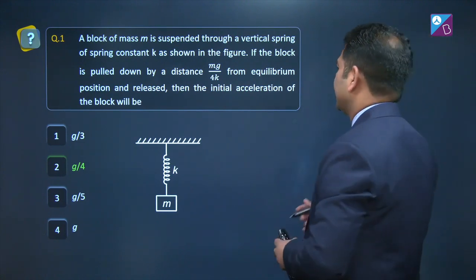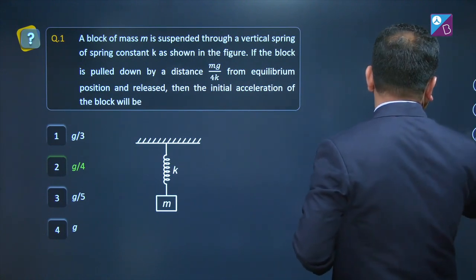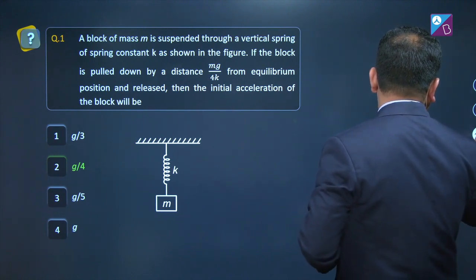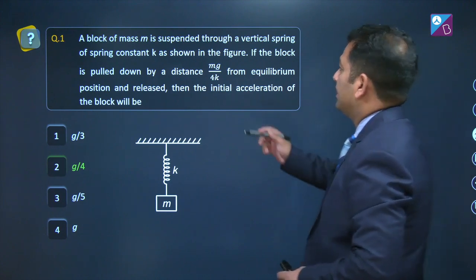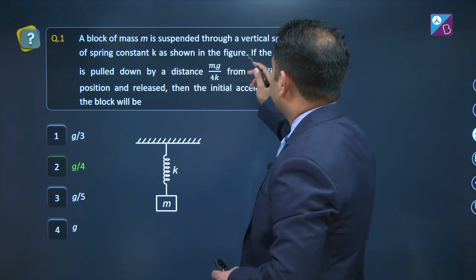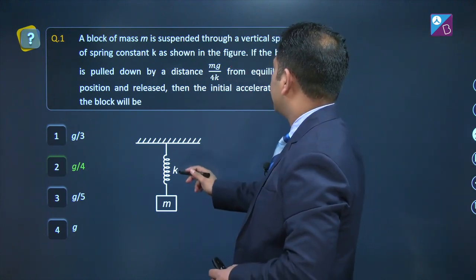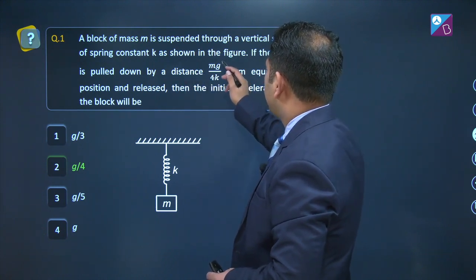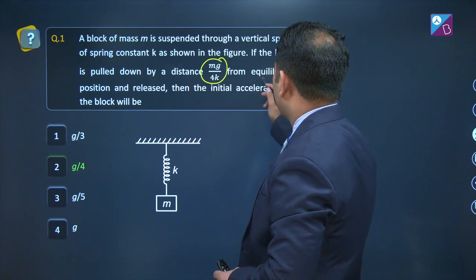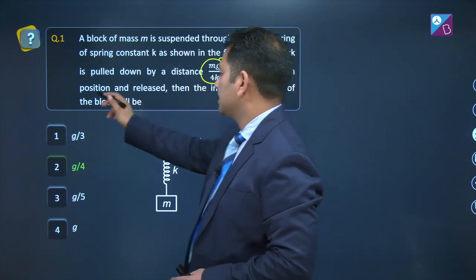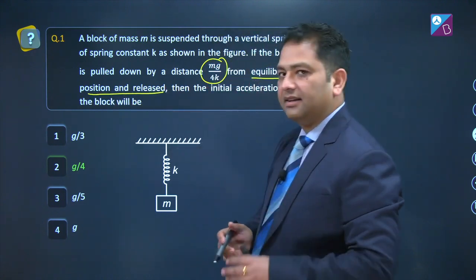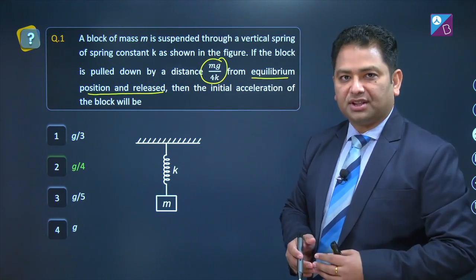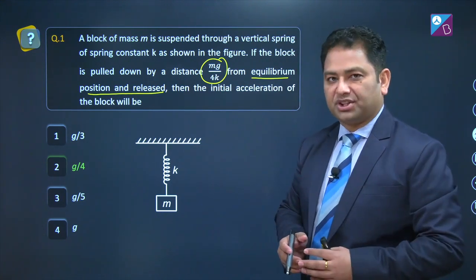Now what does it say? There is a block of mass and this particular block, let's try to see what does it say, is suspended through a vertical spring of spring constant K. The block is pulled down by a distance of mg by K from equilibrium position and released. That means block was already in the equilibrium position. Block पहले equilibrium position में था.